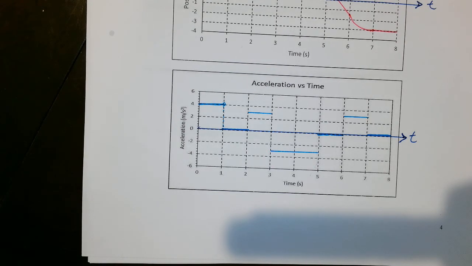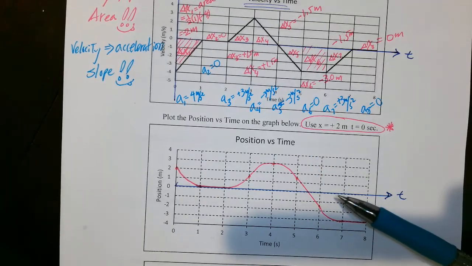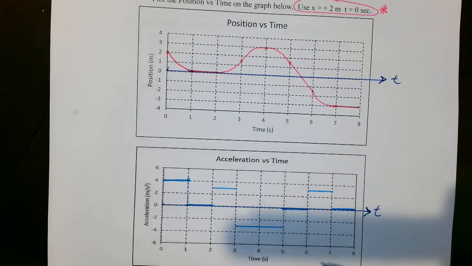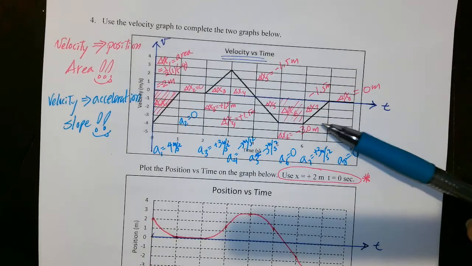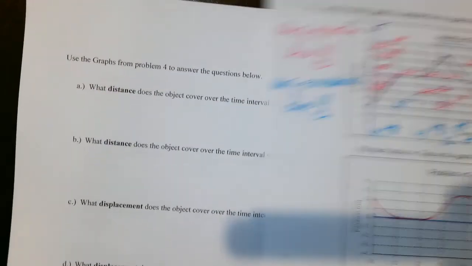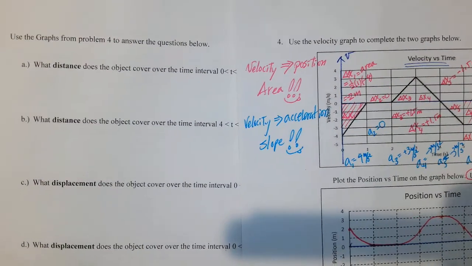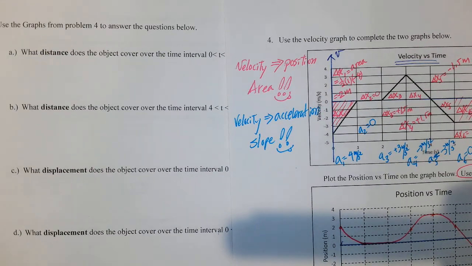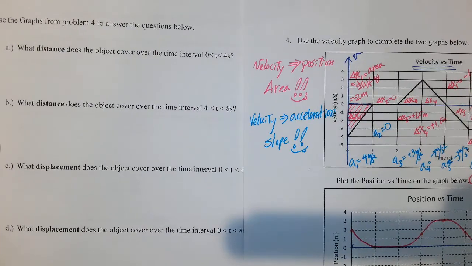So we should be able to now answer some of these questions using these graphs. Okay? So let's take a look at this graph of velocity versus time, then position versus time, and acceleration versus time. Most of these can be answered just by looking at the velocity versus time graph. All right, so keep this thing out, but let's take a look at the questions in the back. Here it says, what distance did the object travel from 0 to 4 seconds?